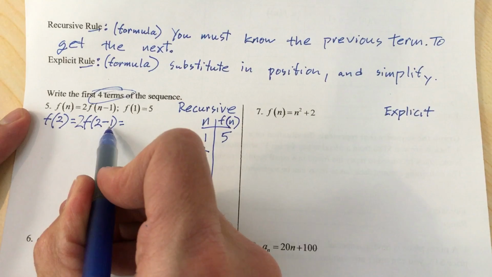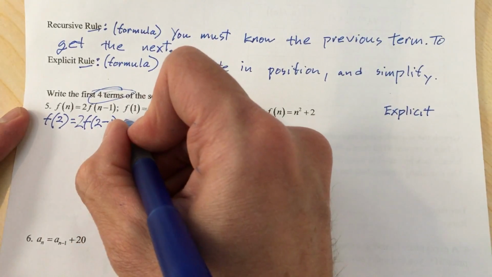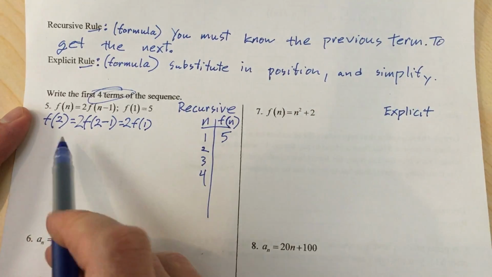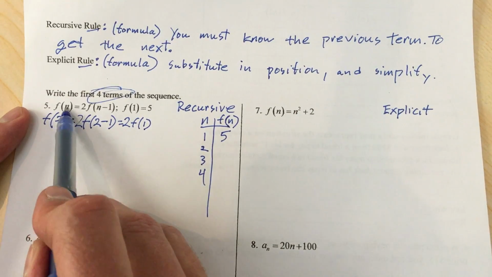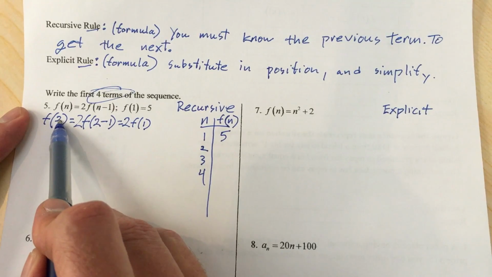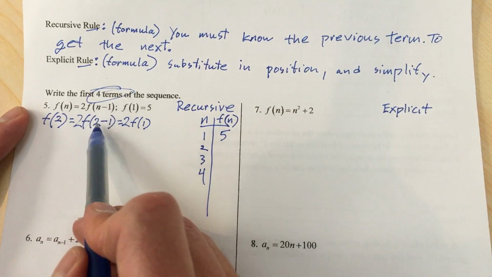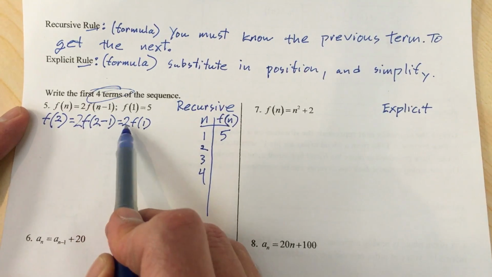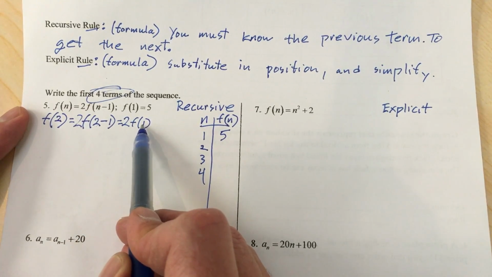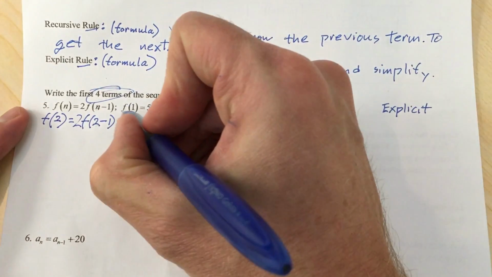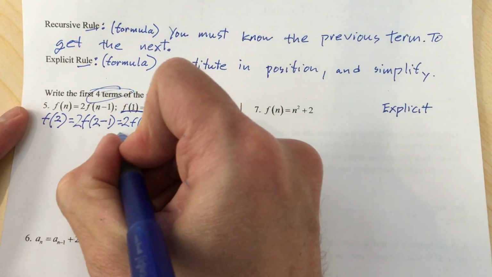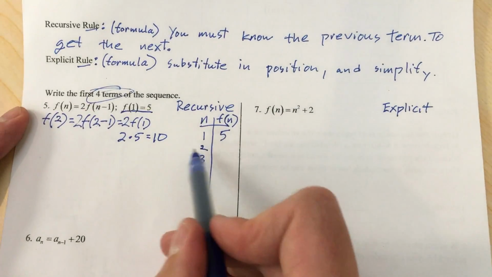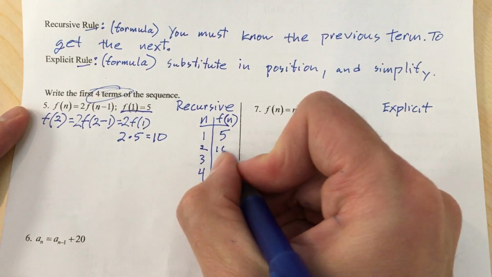And so what is 2 minus 1? Well, 2 minus 1 is 1. And so we have 2 times f of 1. So we started off with substituting 2 into n here and here. And now we're saying 2 times whatever f of 2 minus 1 is. Well, f of 2 minus 1 is f of 1. Well, we already know f of 1 because it says f of 1 is 5. So we can say 2 times 5, which is 10. So f of 2 is 10.